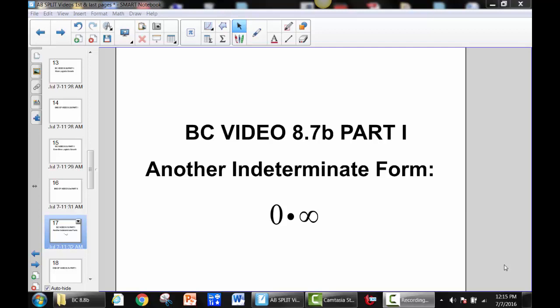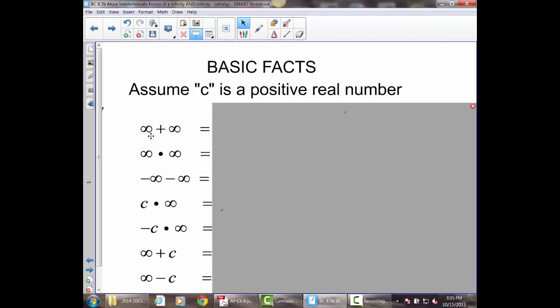Hi, welcome to video 8.7b part 1, another indeterminate form, 0 times infinity. We'd all agree that if you take a large positive number and add to it another large positive number, you'll get an even larger positive number. So everybody should agree with infinity plus infinity is infinity.